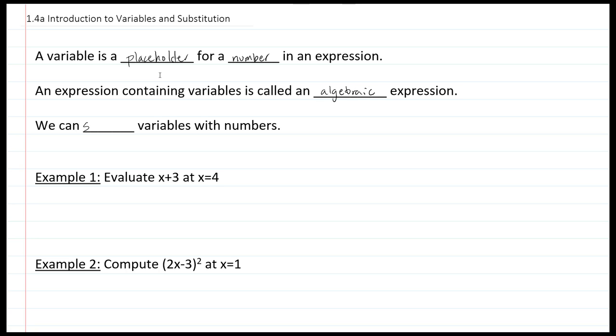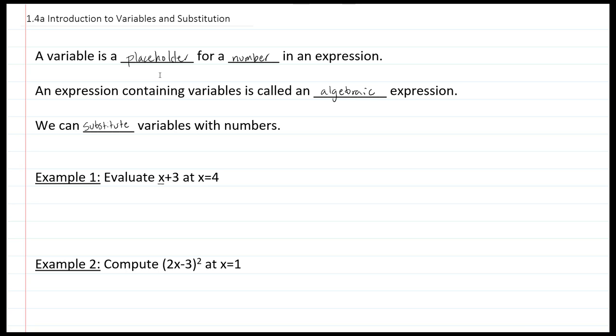We can substitute variables with numbers. So let me show you what I mean by a variable and how to substitute for it with these examples. Example 1, evaluate x plus 3 at x equals 4. So this expression contains a variable. X is our variable, and this is called an algebraic expression.